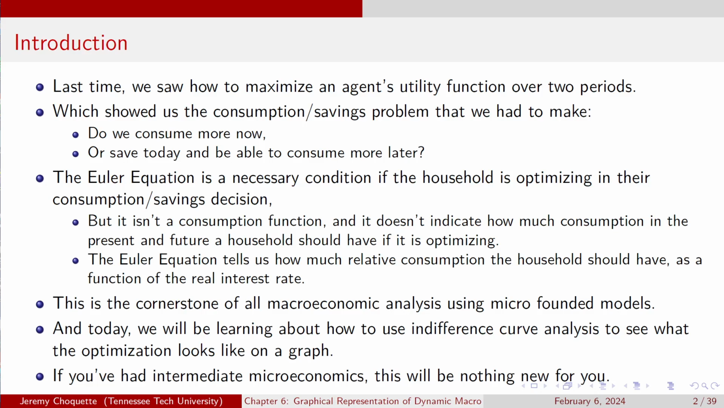And we learned about the Euler equation, which is a necessary condition if the household's optimizing their consumption and savings decisions. But it's not a consumption function, and it doesn't indicate how much consumption in the present and future the household should have if it's optimizing. Rather, it tells us how much relative consumption the household should have as a function of the real interest rate.